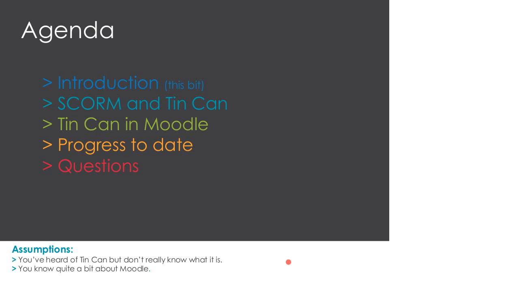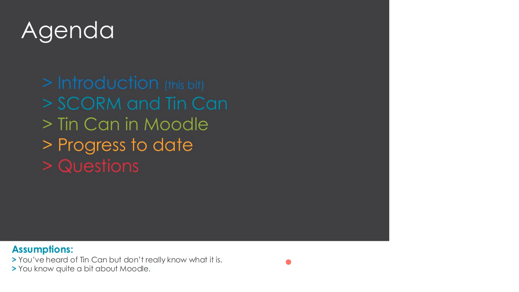So that's me. What are we going to do in this session? Well, we're going to start with an introduction. In fact, we're nearly at the end of the introduction. I'm then going to talk about SCORM and about Tin Can. SCORM is an e-learning standard, quite an old e-learning standard, and I'm going to talk about how Tin Can is different and more modern.